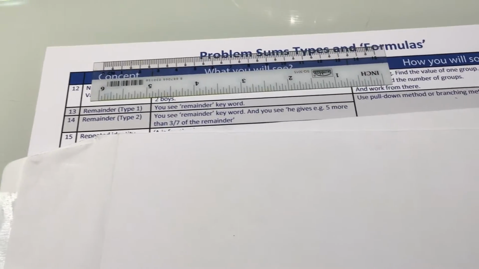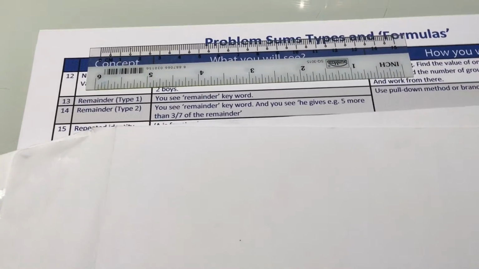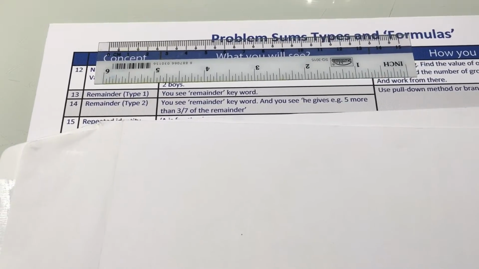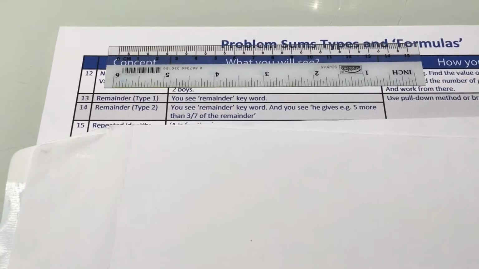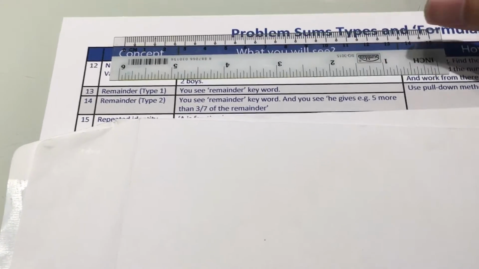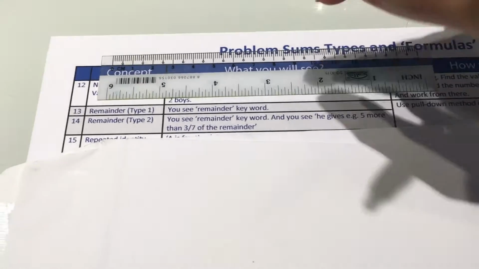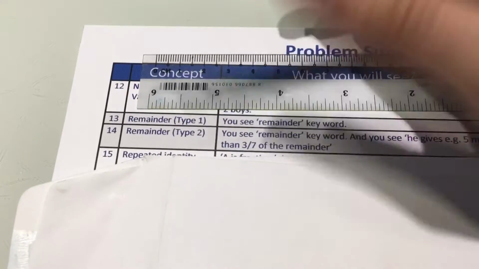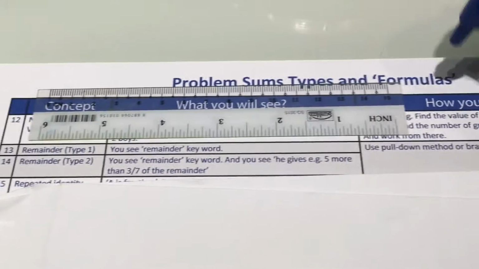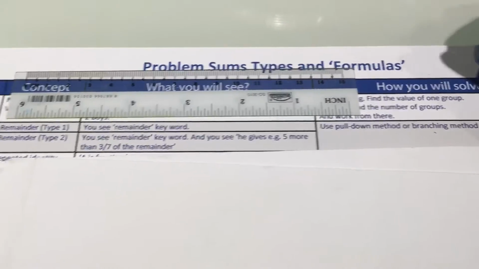Hi, John here, and in this video again I want to show how you can use the problem sums types and formula sheet that you have bought. So as you can see, there are three columns. One is the concept, one is what you will see, and then how you can solve it.